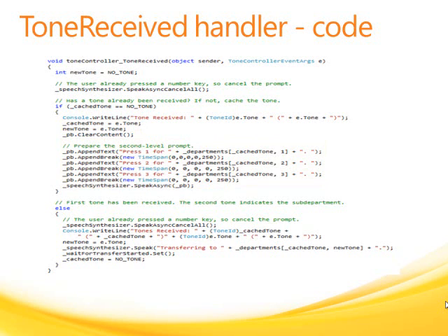If _cachedTone has a value other than NoTone, then the handler has been called for the second time. In this case, the handler can retrieve the most recent tone, and with it and the previous tone, can now determine the department to which to transfer the call. Before exiting, the handler resets _cachedTone to the value NoTone.